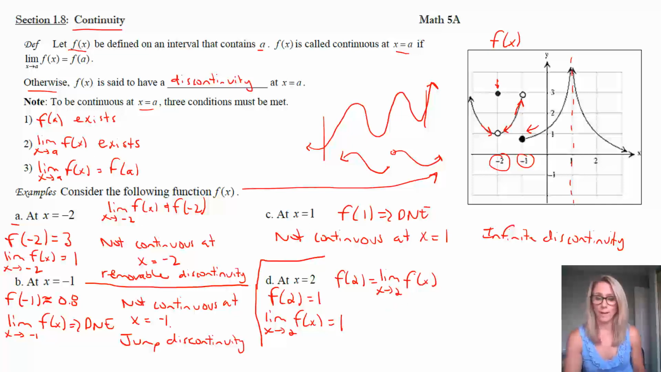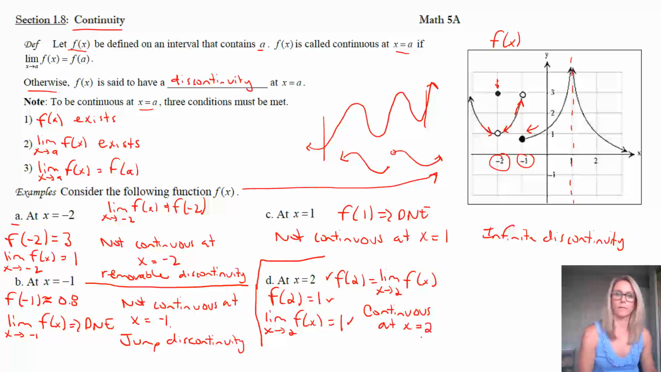And so because of that, we have 1, 2, 3 conditions satisfied. So we are continuous at x equals 2. There we are, a lot on the page. Okay.